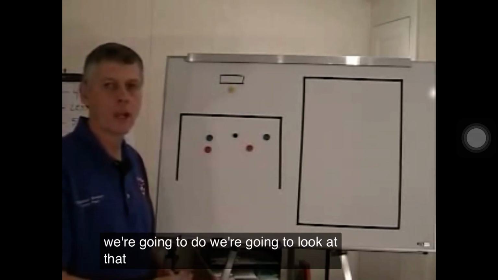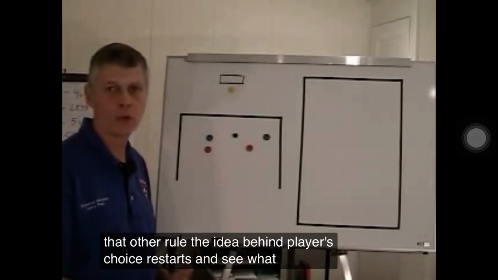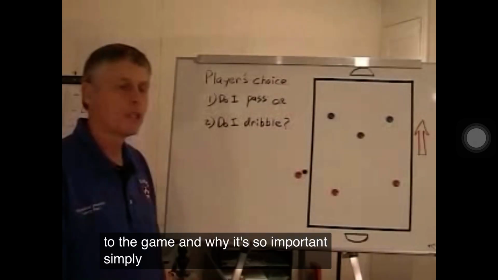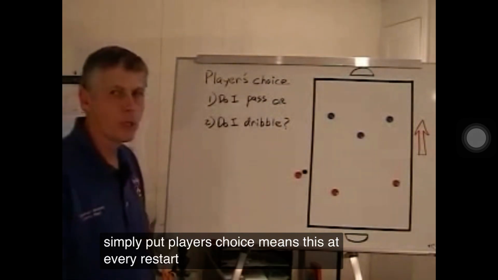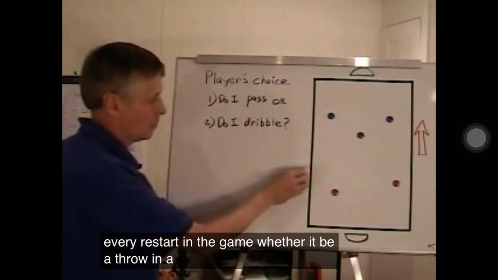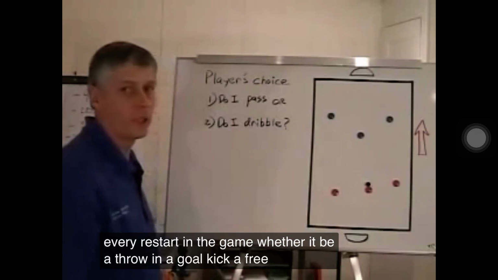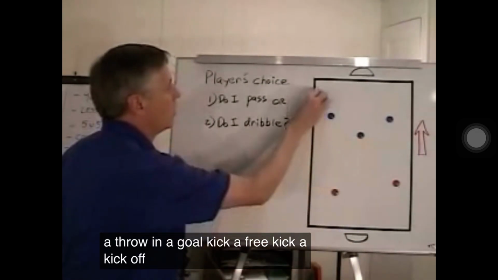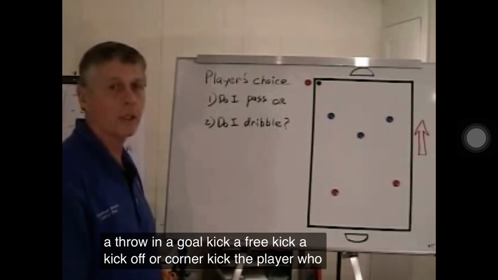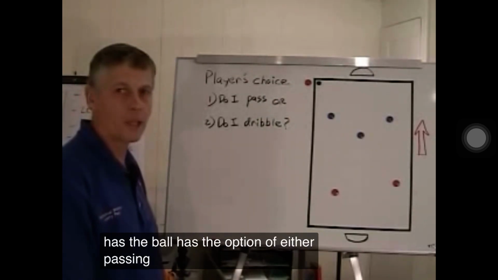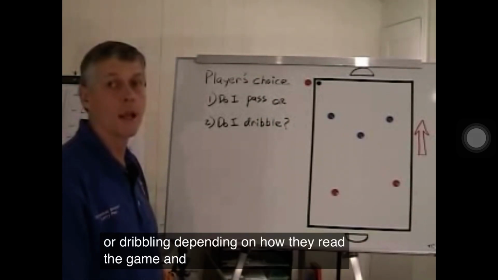So now what we're going to do, we're going to look at that other rule, the idea behind player's choice restarts, and see what that does to the game and why it's so important. Simply put, player's choice means this. At every restart in the game, whether it be a throw-in, a goal kick, a free kick, a kickoff, or a corner kick, the player who has the ball has the option of either passing or dribbling, depending on how they read the game and how they see the situation.